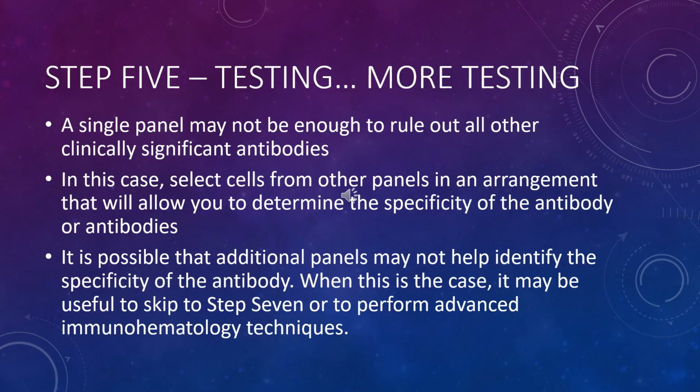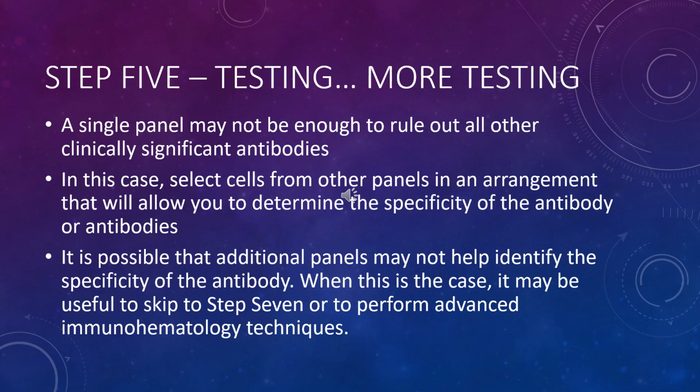So if we were unable to rule out every single clinically significant antibody in our first panel, we would want to test more cells. And usually after a panel like that, you have a pretty good idea of which possible antibody or antibodies you could have. Remember, you can have multiple antibodies. It's not going to be restricted to just one like that example was.